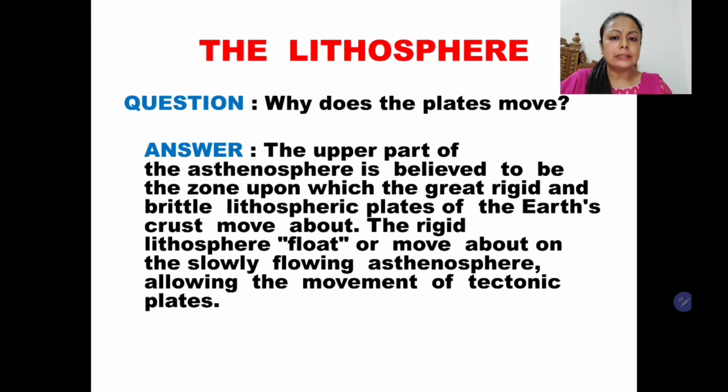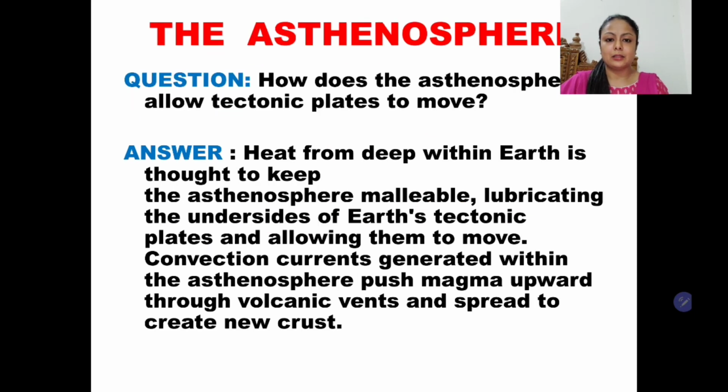Now, how does the plate move? The upper part of the asthenosphere is believed to be the zone upon which the great rigid and brittle lithospheric plates of the Earth's crust move. So children, we have already discussed this, that the lithospheric plates or tectonic plates move on the asthenosphere. So this is how the plates move. And I have told you the reason also, the convectional currents.